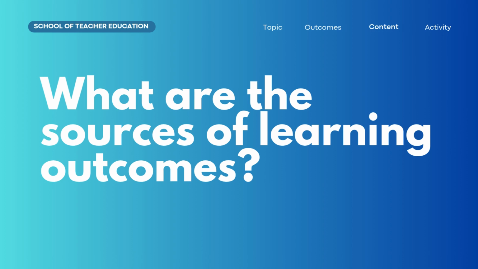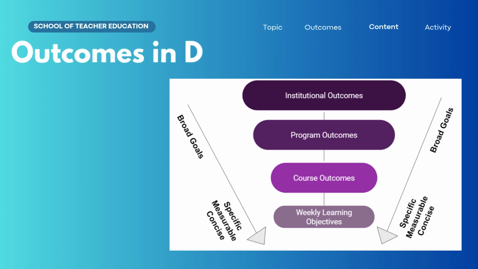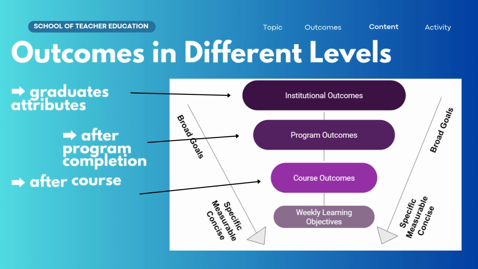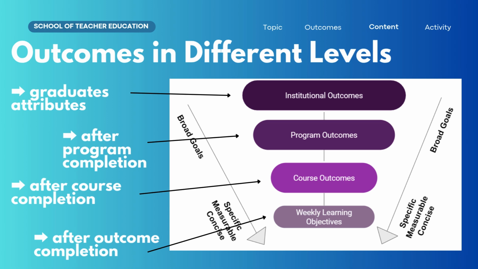What are learning outcomes? But first, before answering that question, let us review the topic which we discussed last time about outcome based education. In that, you were able to understand what institutional outcomes are, which are considered the graduate attributes, the program outcomes, the course outcome, until the very specific learning outcome.